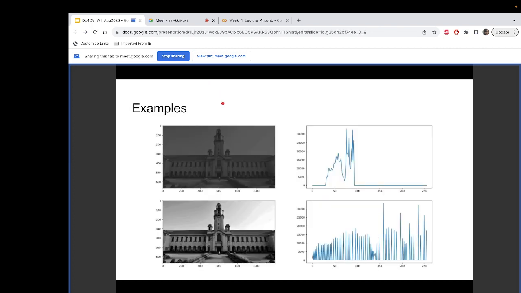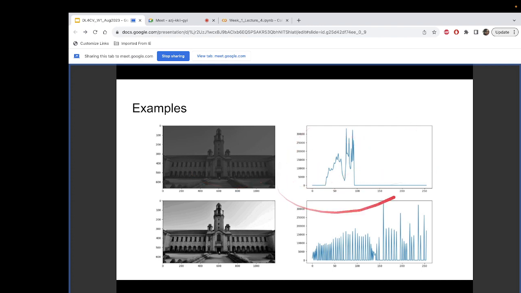Correct. So now let us look at some examples. You can see this image, which is of my institute, ISC. It's a pretty dull image of the main building that we have. The background and the foreground are almost very similar, and both are very dark in nature.